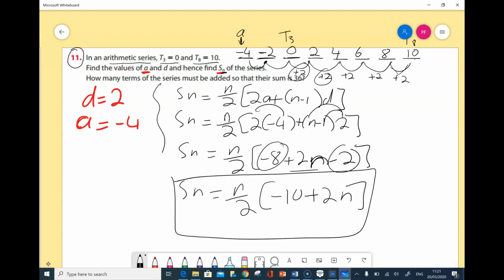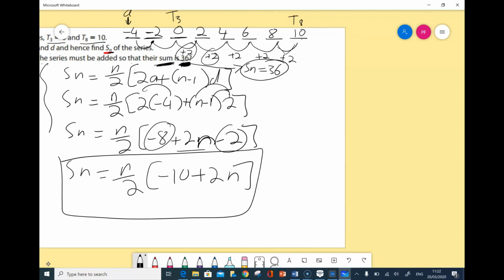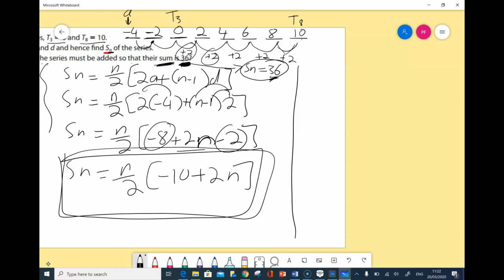Now, this is where it gets tricky. How many terms of the series must be added so that their sum is 36? What they're saying is all of this adds up to 36. And they want how many terms? They want to know the n value when it all adds up to 36. So this is them saying Sn equals 36. That's what they're saying, and they want me to find out what n is. So, well, if Sn is equal to 36 and I have a formula for Sn, well, I'll just put 36 in for Sn. So 36 equals n over 2 times minus 10 plus 2n.